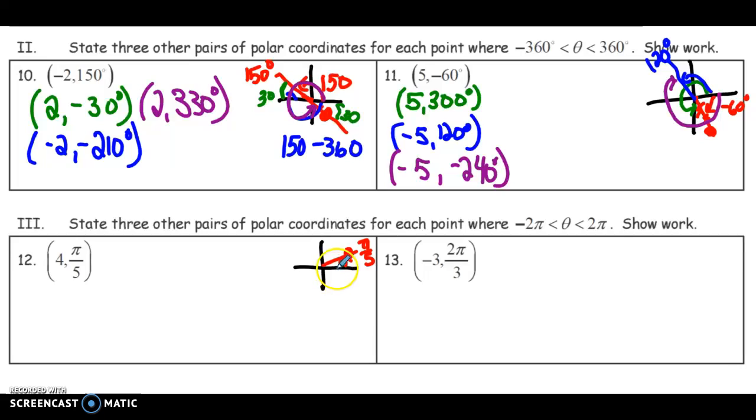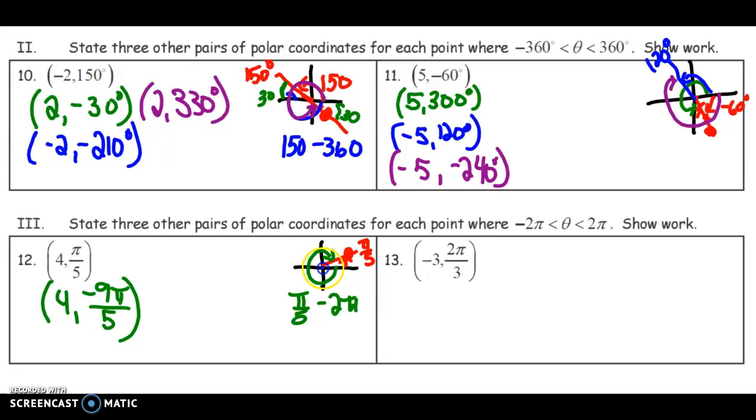So to find my next one, I want to go clockwise around the circle to the same point, which means that I'm going to do pi over 5 minus 2 pi to find the other half of my circle. We're still going to go positive 4, and 1/5 minus 2 is negative 9 pi over 5.